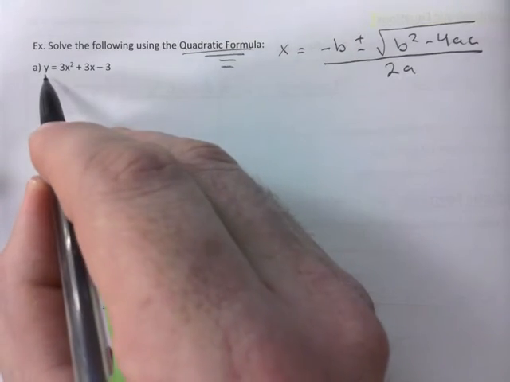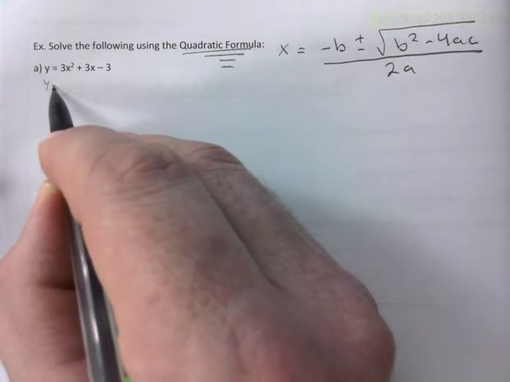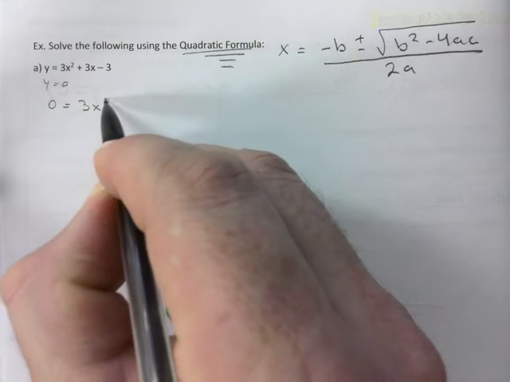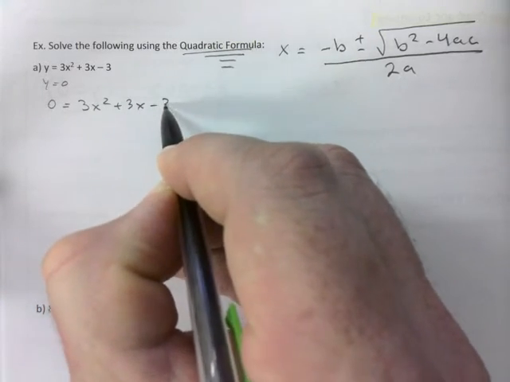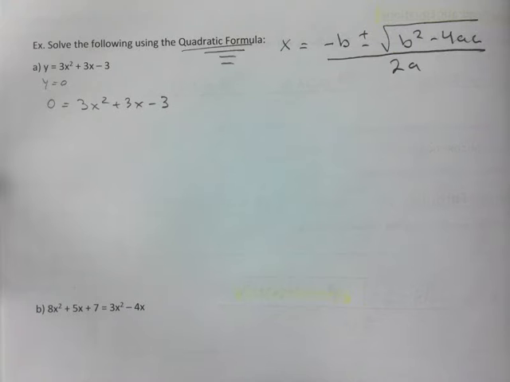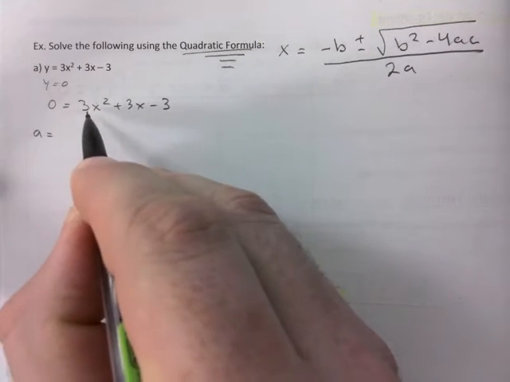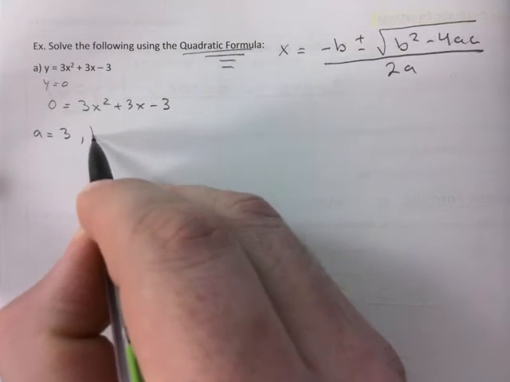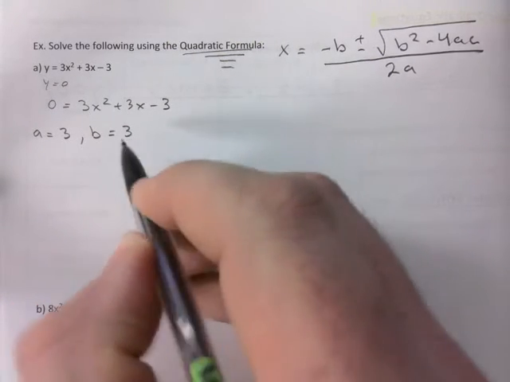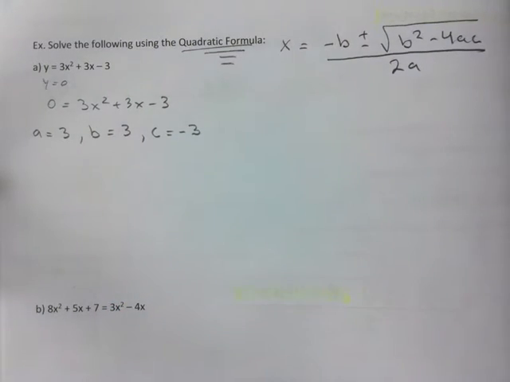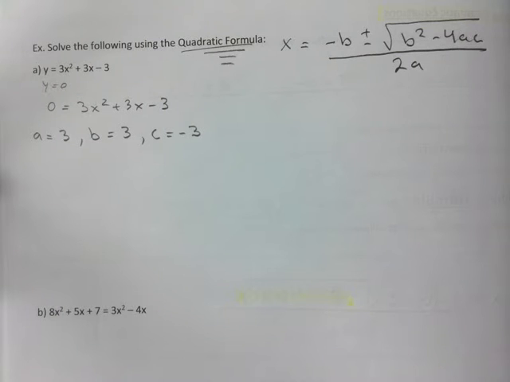Okay, is this already in general form? Yes. So y is equal to 0, right? So this ends up being like this. Whenever there's a y, you turn that into 0. And what's a equal to? 3. B is equal to 3. C is equal to negative 3. Careful, because C could be missing. B could be missing. It could be 0. Okay, so just watch out for that.